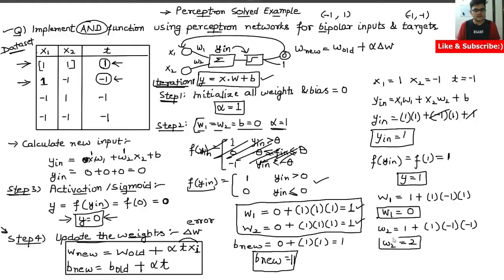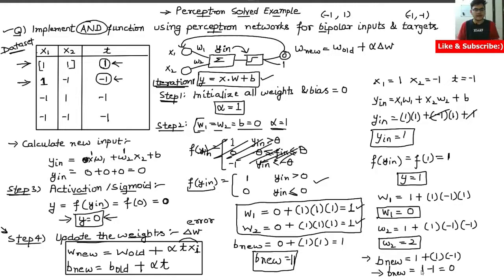So these are the new weights, and then we will get the new bias. The old bias was equal to 1 plus alpha times t. Alpha was 1 and t was equal to minus 1. So what will this give me? This will give me 1 minus 1, which is again 0.